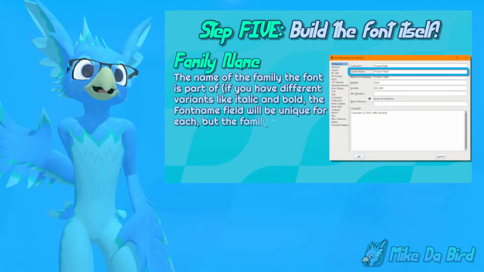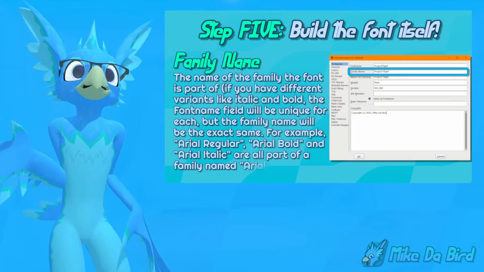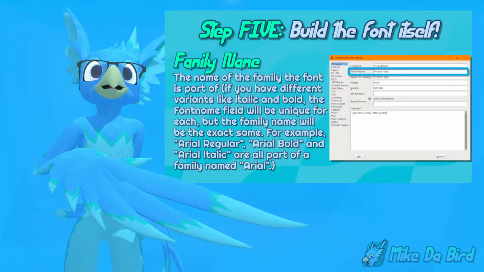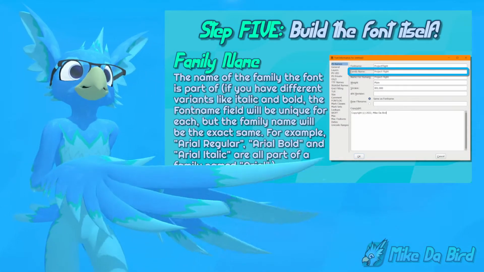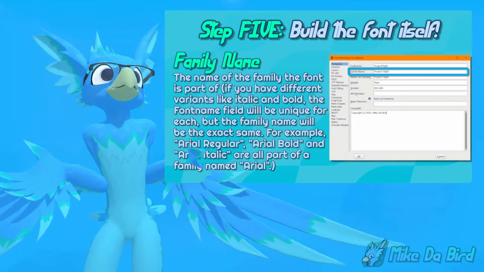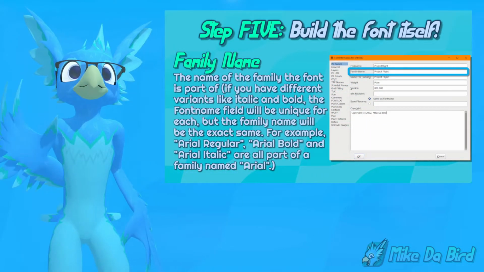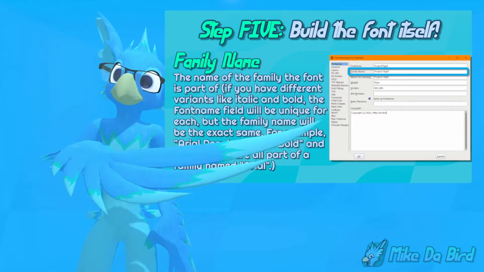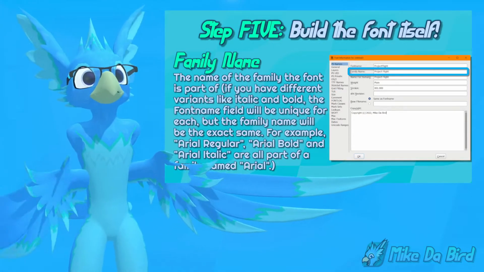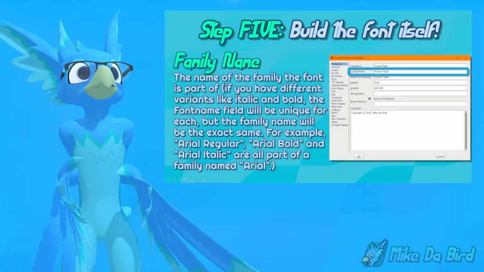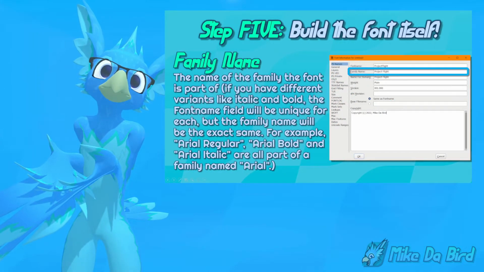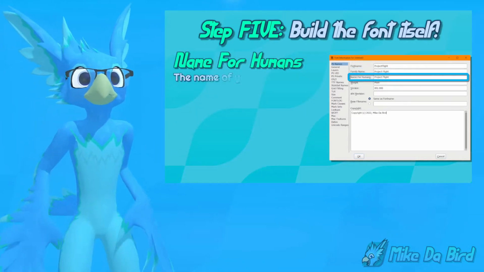Family name is the name of the family of the font. If you have different variants like italic and bold, the font name field will be unique for each. So like Arial bold, Arial italic. But the family name will be the exact same. Like, you've got Arial regular, Arial bold, and Arial italic as the font name, but the font family will be just Arial. Simple as that.